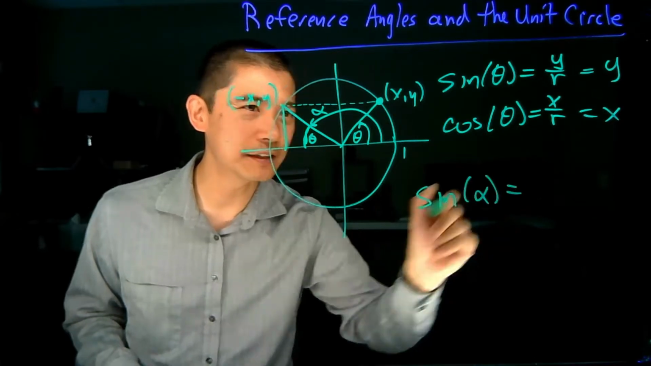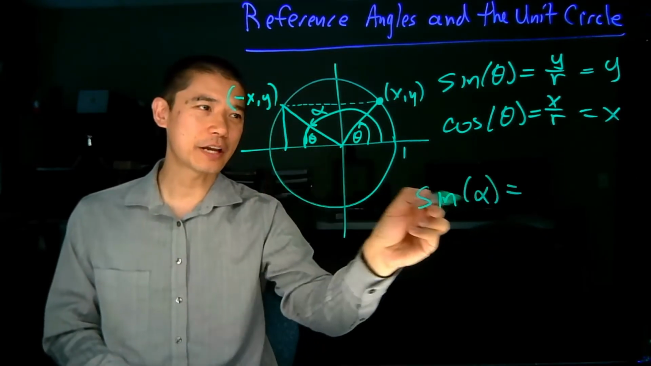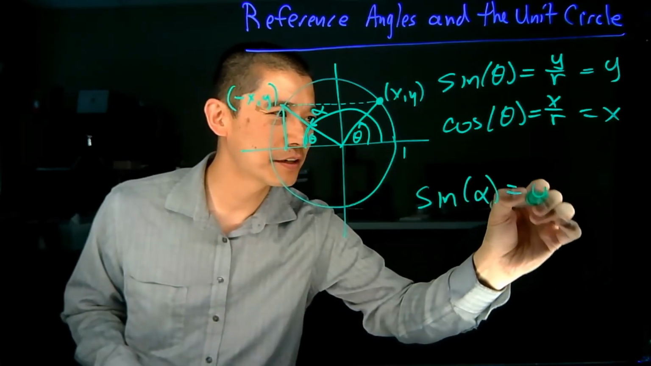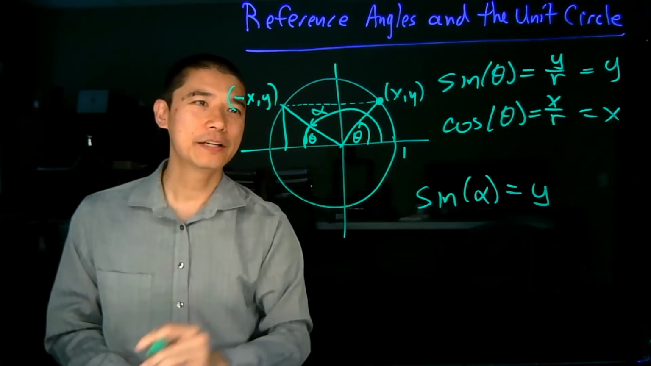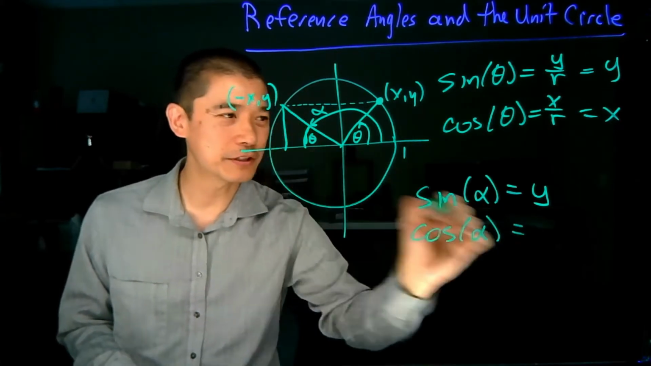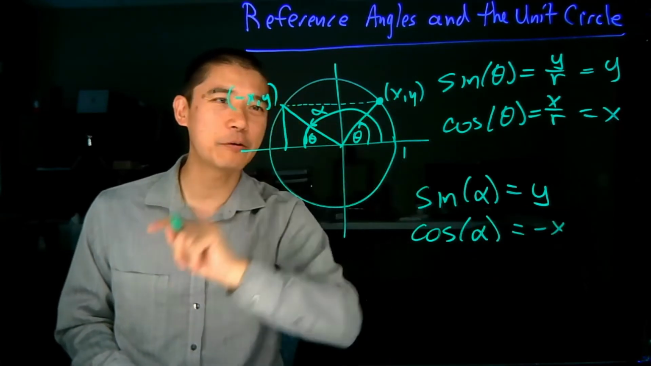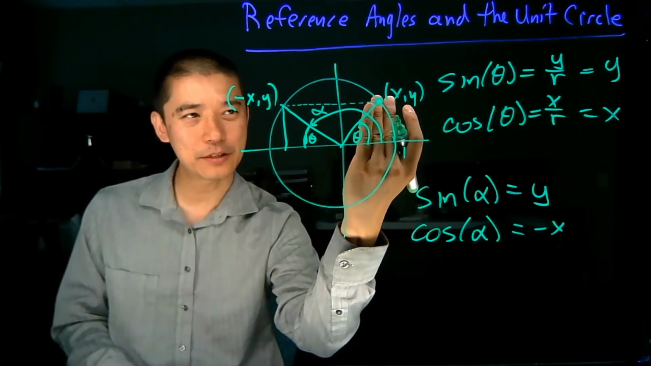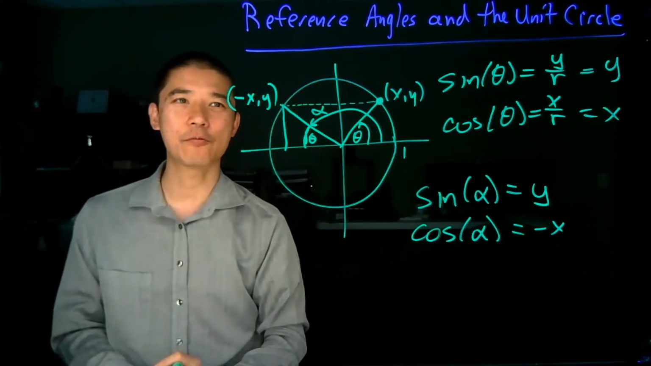Sine of alpha. Well, this point right here, sine of alpha is equal to y. The y-coordinate, because we reflect it horizontally, is unchanged. So sine of alpha is equal to y. Cosine of alpha, it's the x-coordinate, which in this case is negative x. So it's the negative of whatever that one is. And so reference angles allow us to bounce this point from the first quadrant into the second quadrant.